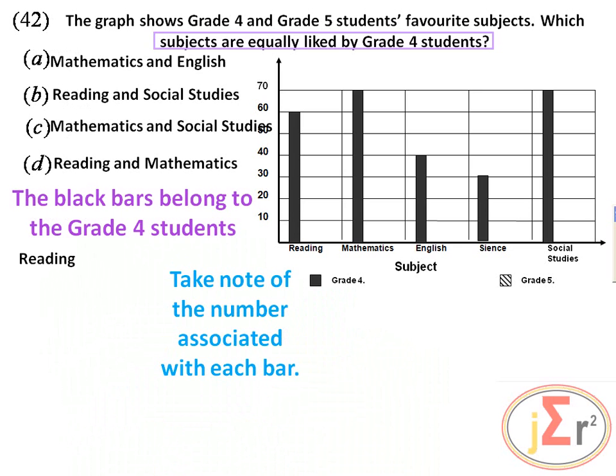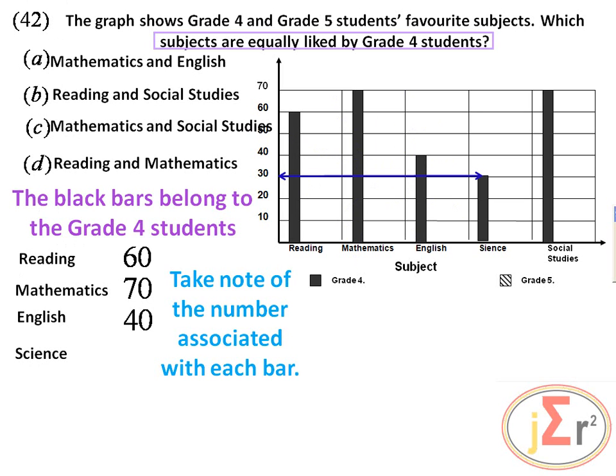First one down is reading. There we have it. And the height of that bar is 60. The next one is mathematics. The height of that bar is 70. The next subject is English. And the height of that bar is 40. Right, 40. Any other? No. Science. Right. And the height of that bar is 30.